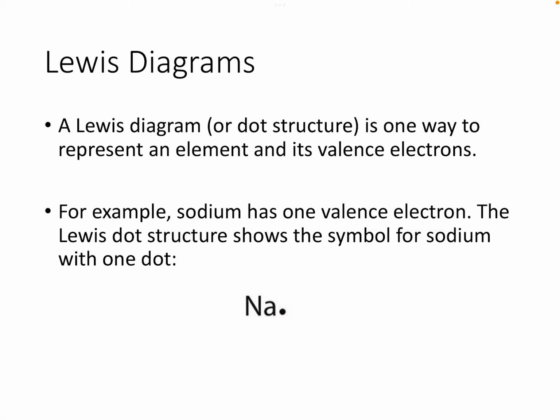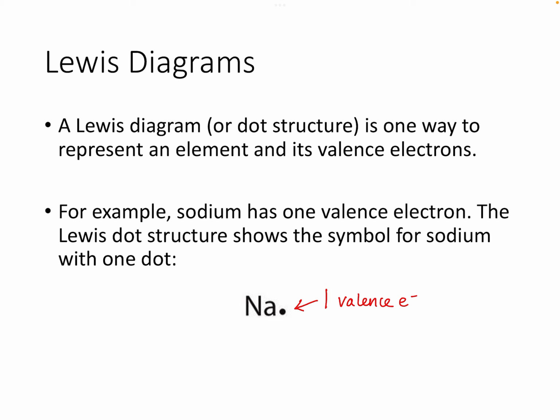Hi everyone, in this video we're going to go over Lewis diagrams. Lewis diagrams, sometimes called dot structures, is one way to represent an element and its valence electrons. For example, sodium has one valence electron. So the Lewis dot structure shows the symbol for sodium, which is Na, with one dot next to it. So again, this one dot represents one valence electron.